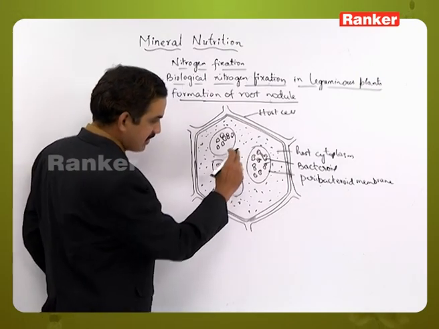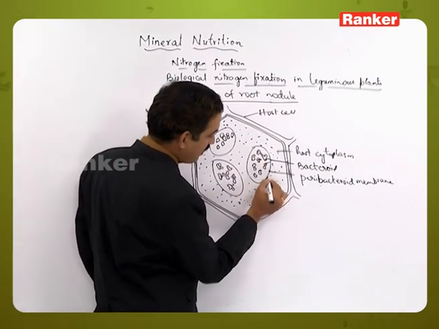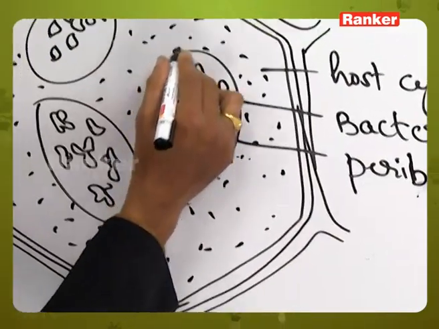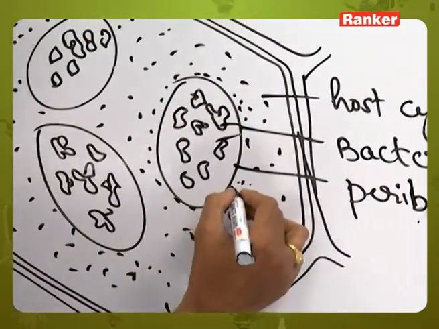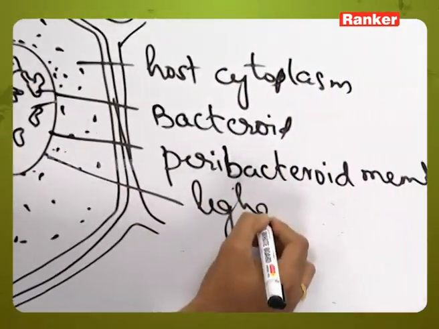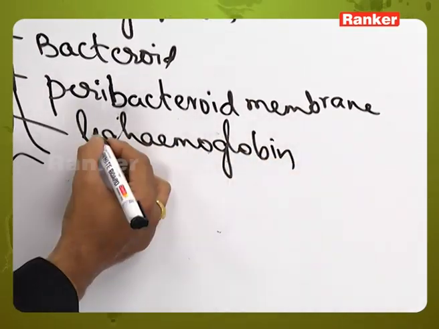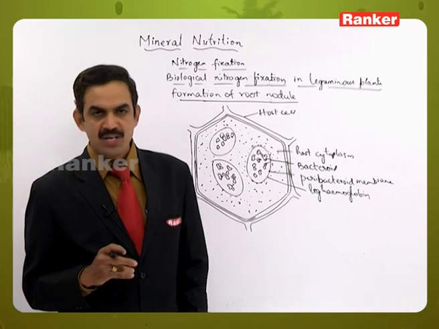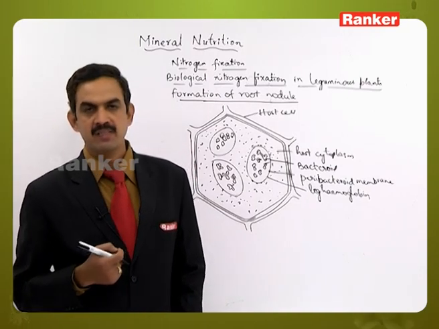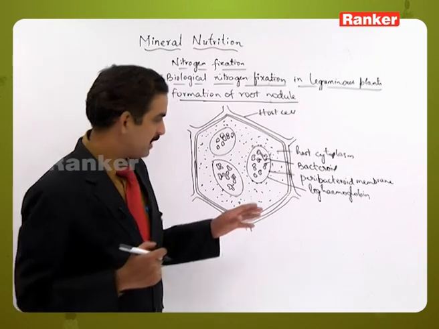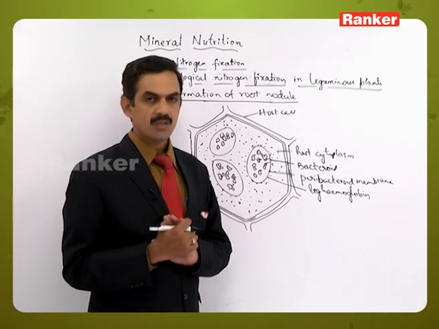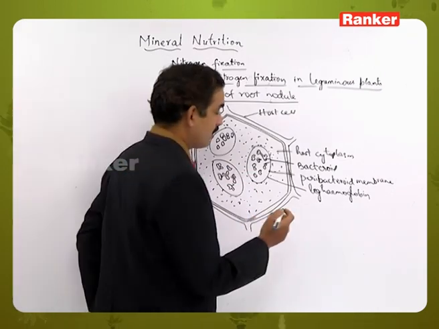And near to this peribacteroid membrane, we can see some special type of pigments. Those are called leghemoglobin, along with the dinitrogenase enzyme, which is concerned with the nitrogen fixation, which is present in the Rhizobium bacterium.